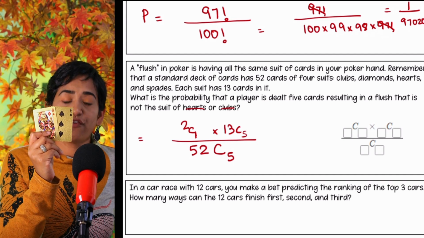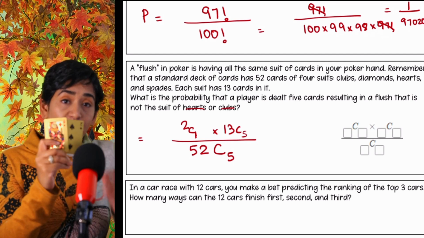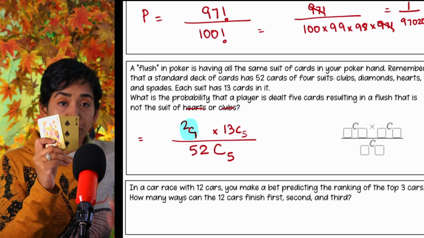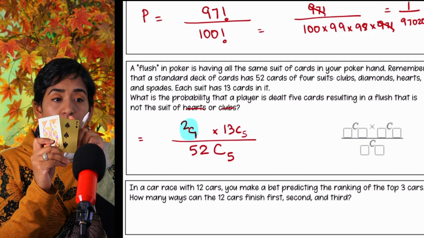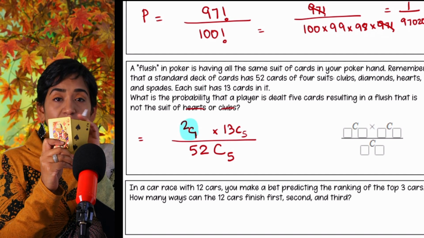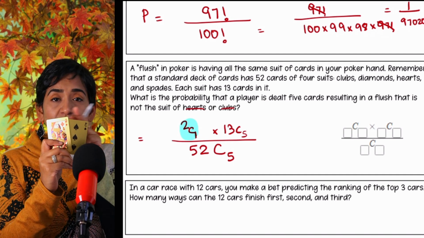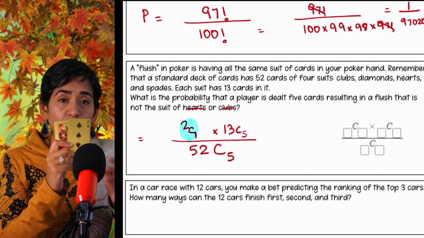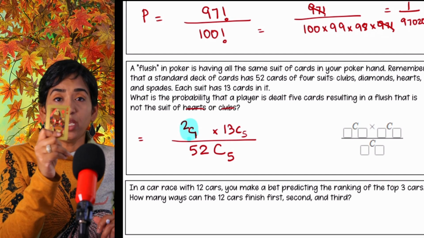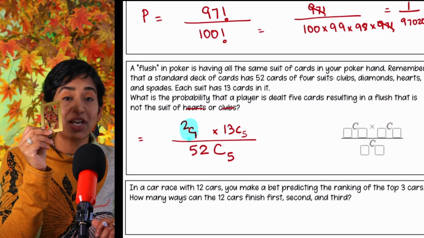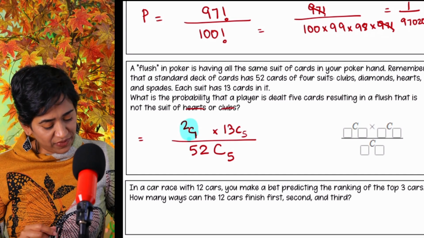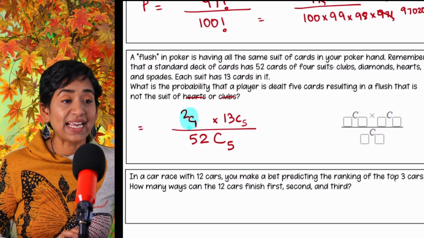So what does that stand for? You can either choose your spade or your diamond. How many ways can you choose that? From 2, you're choosing 1. So that is your 2C1. Once you choose that, how many do you have? You have 13 of this. So 13C5. All right, let's go ahead and take a look at the next one.